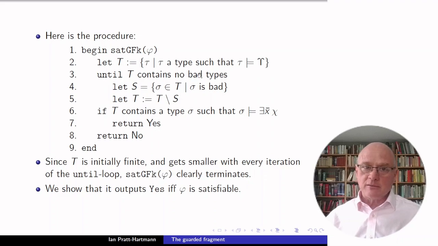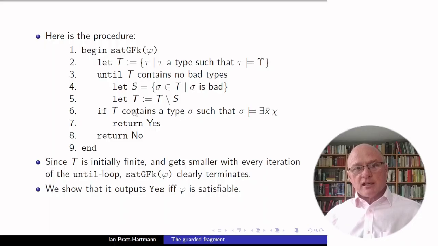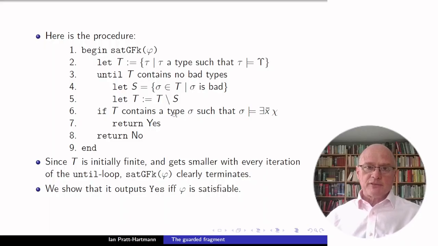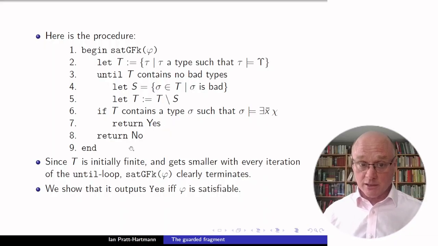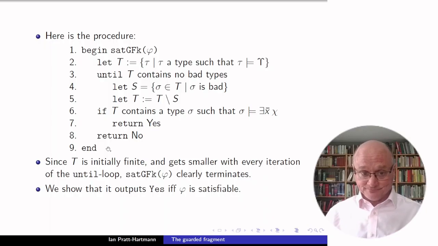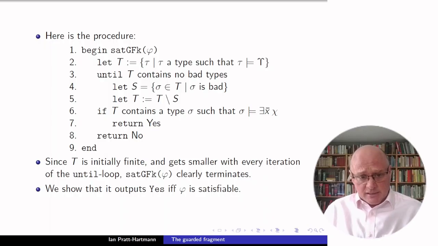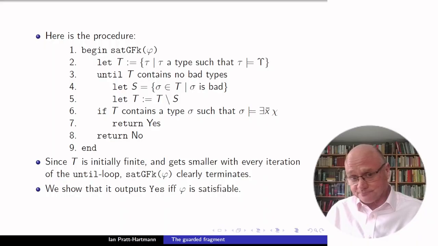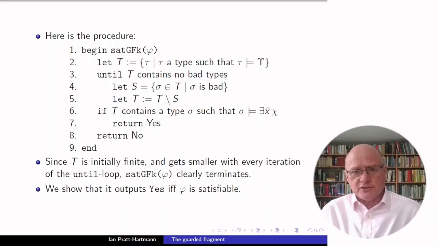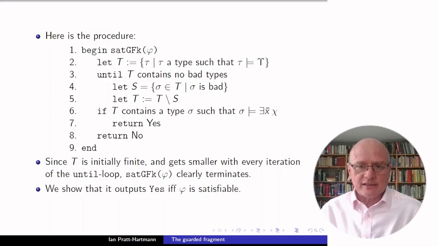At the end, T cannot contain any bad types. So then you do the following test. If T contains a type which satisfies the initial conditions, return yes, phi is satisfiable, otherwise return no. Then finish. Since T is initially finite and gets smaller with every iteration, clearly this algorithm terminates. And our first task is to show that it terminates with yes if and only if phi is satisfiable.